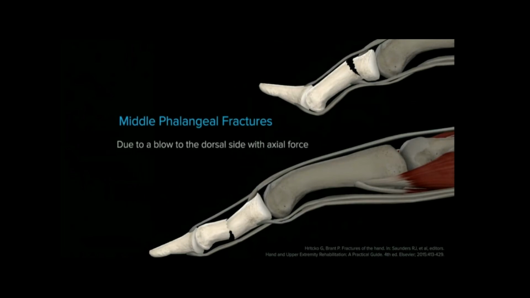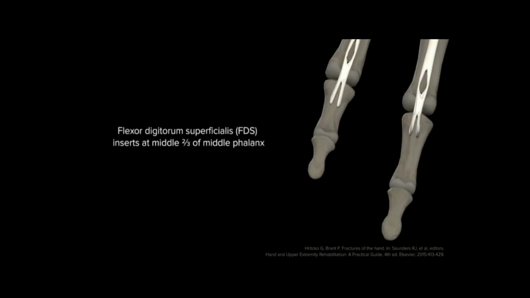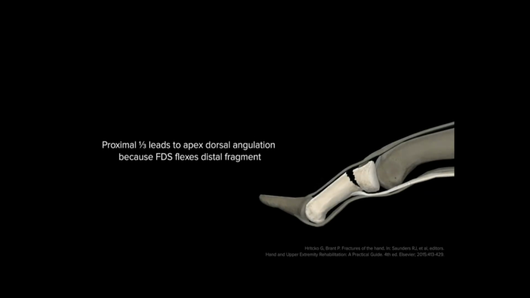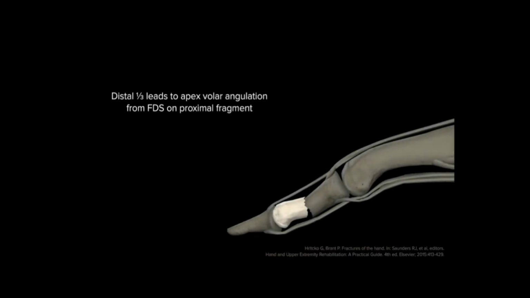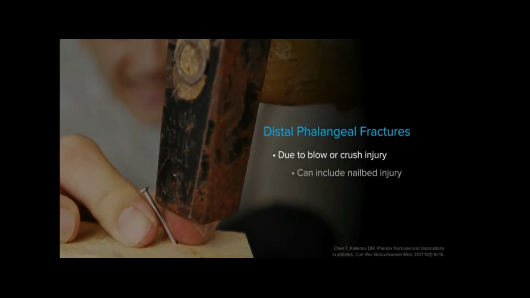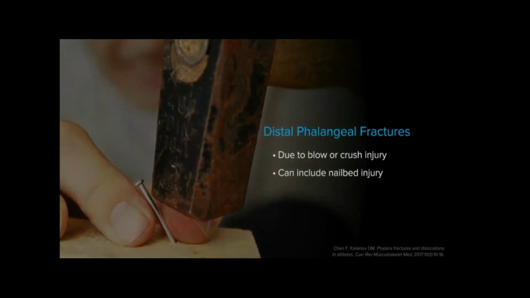Middle phalangeal fractures are due to a blow to the dorsal side with axial force. The flexor digitorum superficialis inserts at the center 2/3 of the middle phalanx. The proximal third is going to have an apex dorsal angulation because the flexor digitorum superficialis flexes the distal fragment. The distal third will have a volar apex from the action of the flexor digitorum superficialis on the proximal fragment. Distal phalanx fractures are due to a blow or a crush injury and can include a nail bed injury.